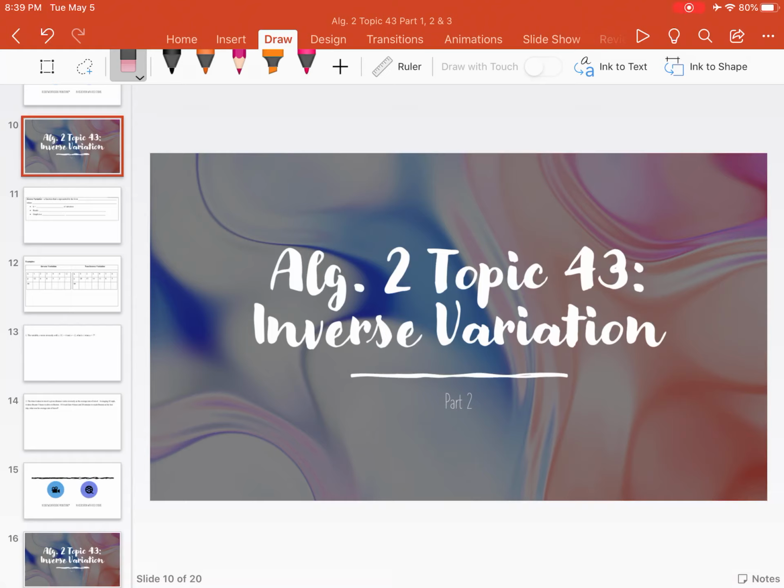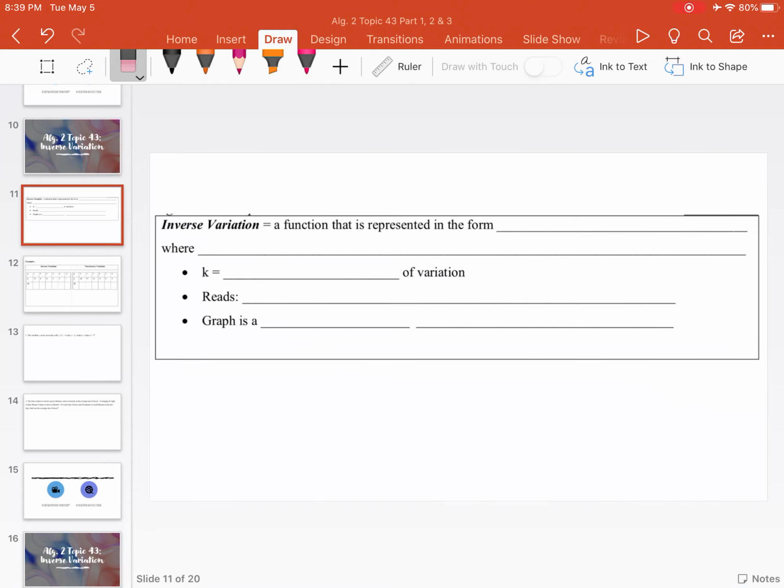Welcome back to Topic 43 for Algebra 2, Inverse Variation. In Part 2, we're going to define what inverse variation is, as well as apply it to some examples. So first, what is inverse variation?